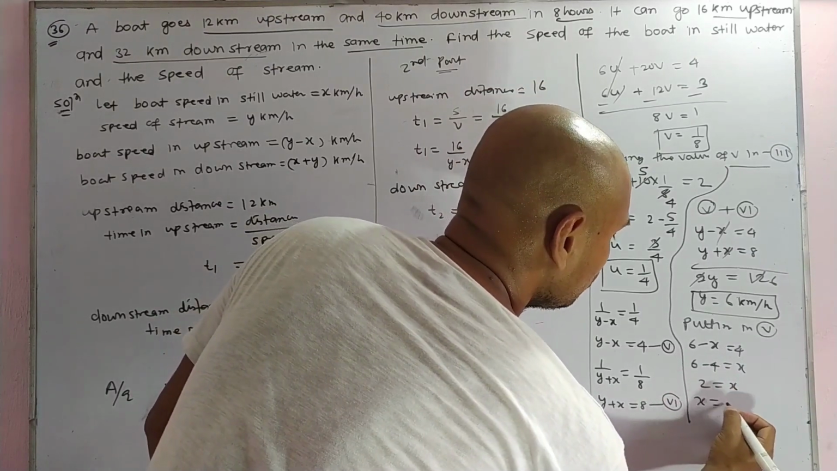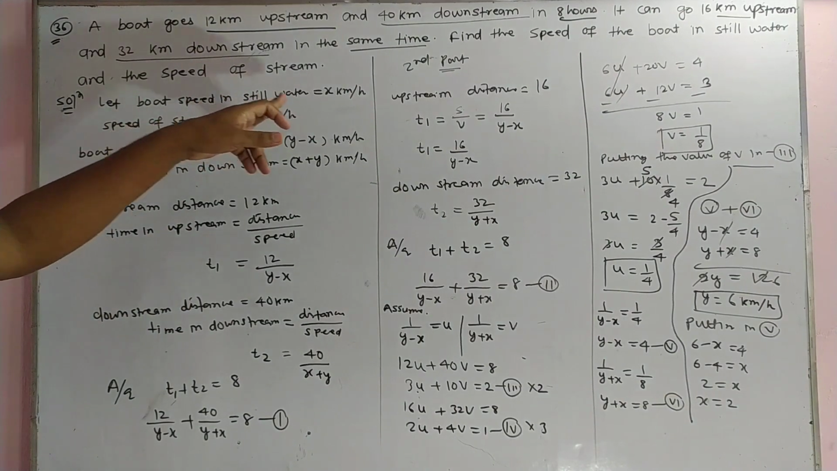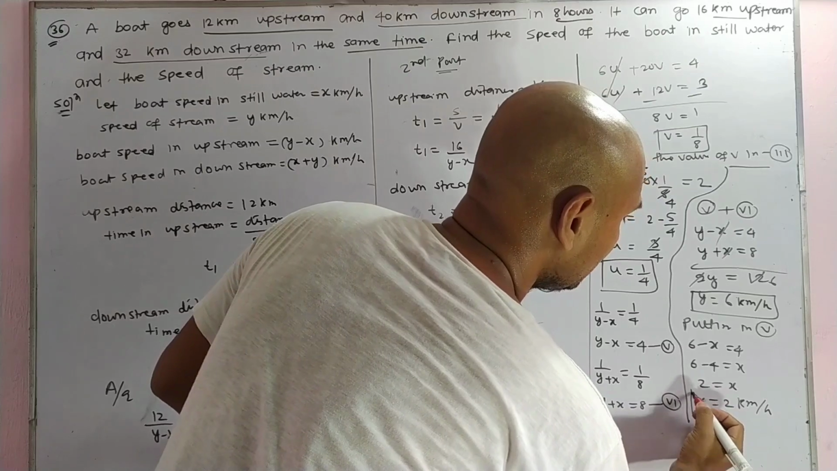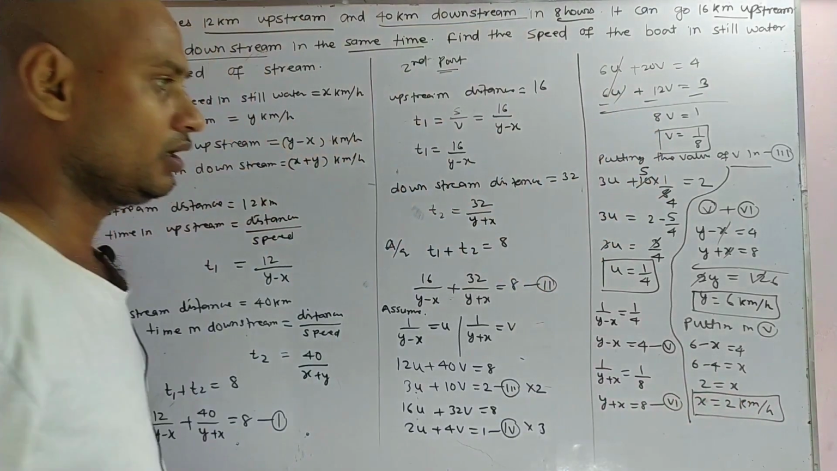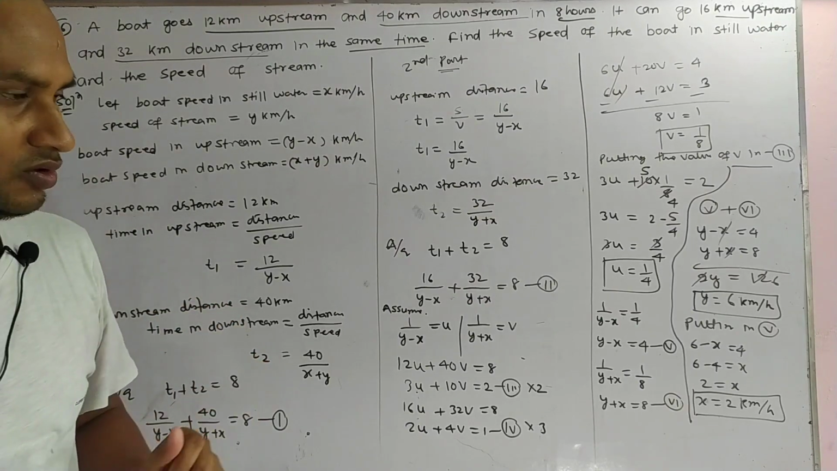This x equal to 2 is the speed of the boat in still water, that is 2 km per hour. I think you are able to follow me. Okay, this is the solution of this question. I think you are able to follow me. Thank you very much.